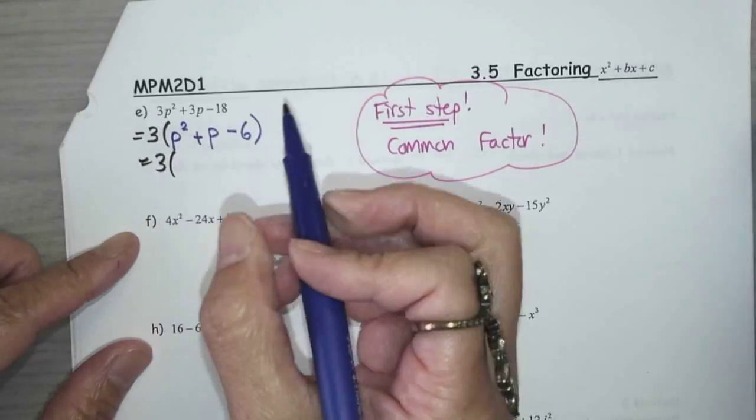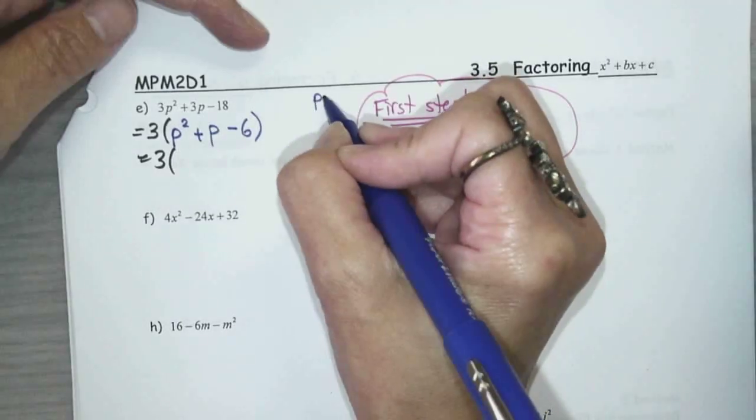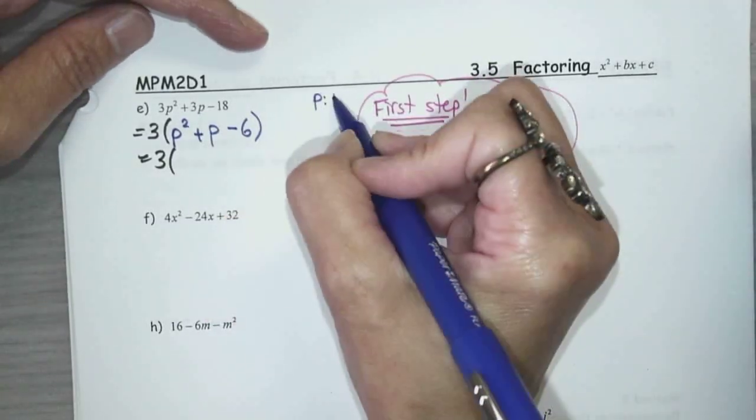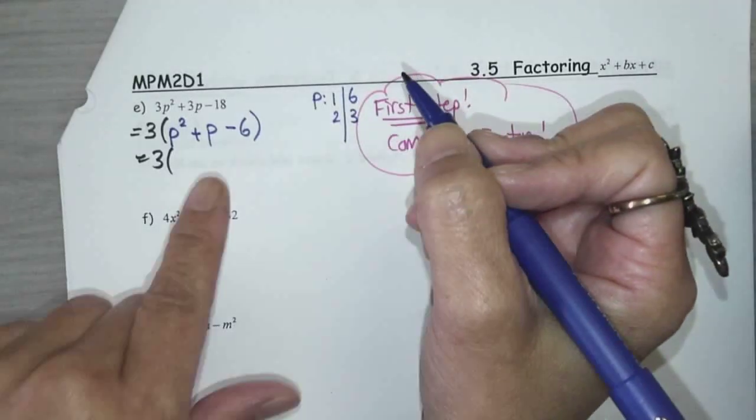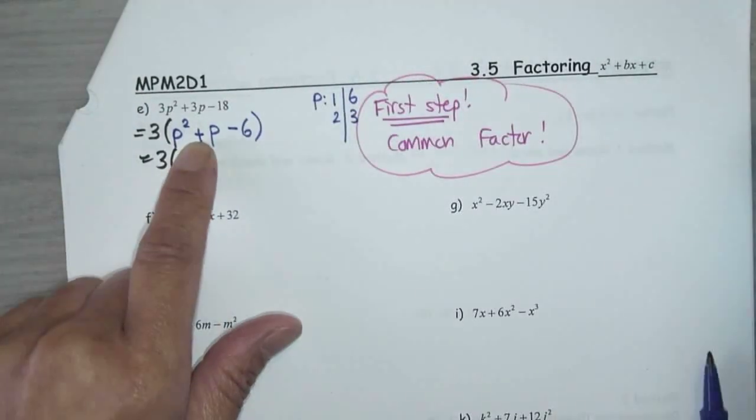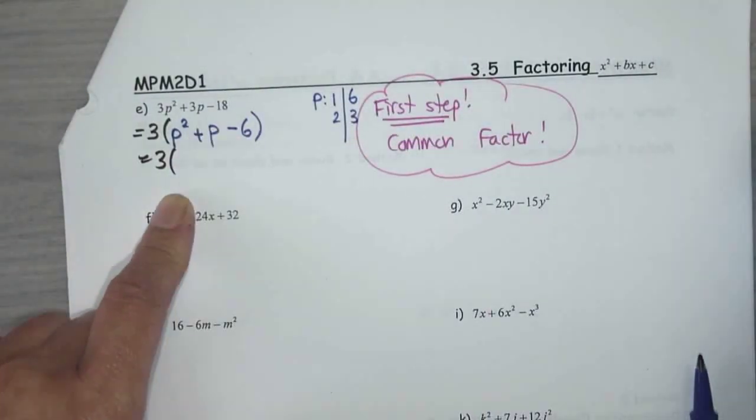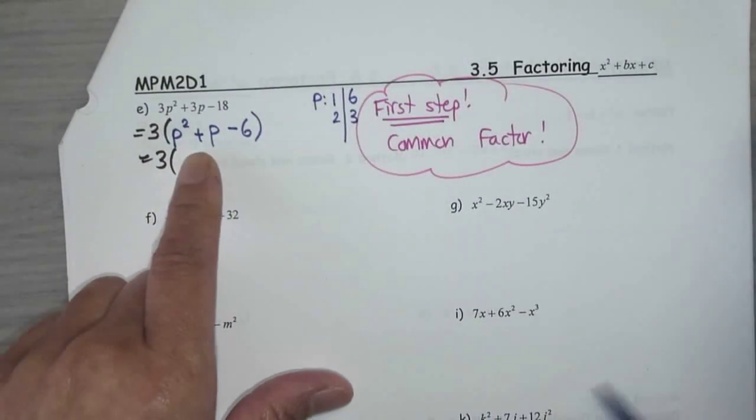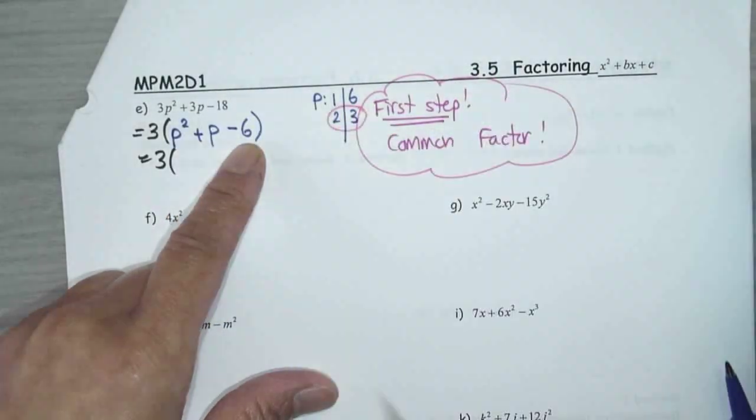So we're going to say what 2 numbers have a product of 6. So it's 1, 6, or 2, 3. And then which ones will add up to be an invisible 1, right? There's an invisible 1 here. So the only 2 that will add up will be 2, 3.